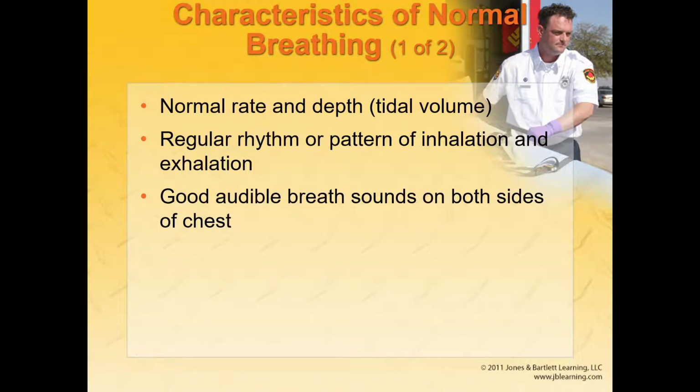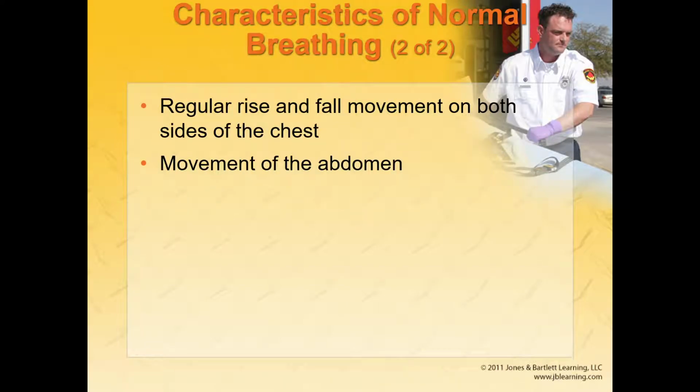In order to really know what abnormal breathing is, we should know what normal breathing is. So normal rate and depth, so a normal tidal volume, not using any muscles outside of the normal or ordinary to breathe, a regular rhythm or pattern, good clear breath sounds on both sides of the chest when listened to with a stethoscope, rise and fall on both sides of the chest that's symmetrical, and then movement of the abdomen, but very quiet movement of the abdomen. There shouldn't be a lot going on there.